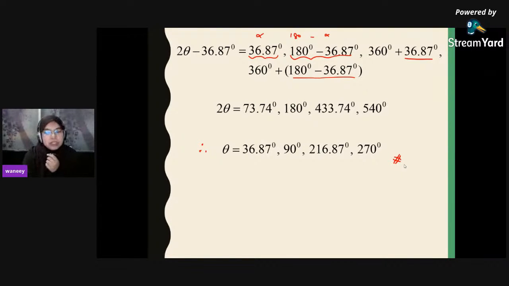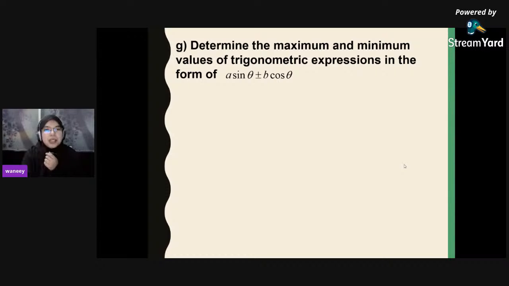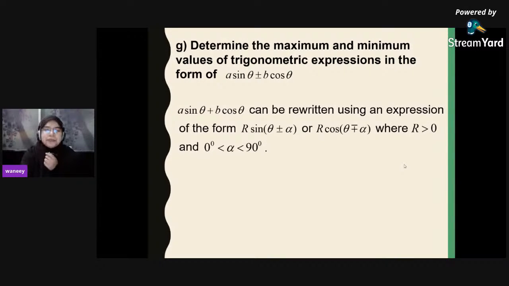Okay, so no more question. I can go to the next one. Right, so now determine the maximum and minimum values of trigonometric expression in the form of a sine theta plus minus with b cos theta. Right, so basically a sine theta plus with b cos theta can be rewritten using an expression of the form of r sine theta plus minus alpha or r cos theta minus plus alpha, where r is a positive number and alpha is somewhere in between 0 and 90, or you can say alpha is an acute angle.